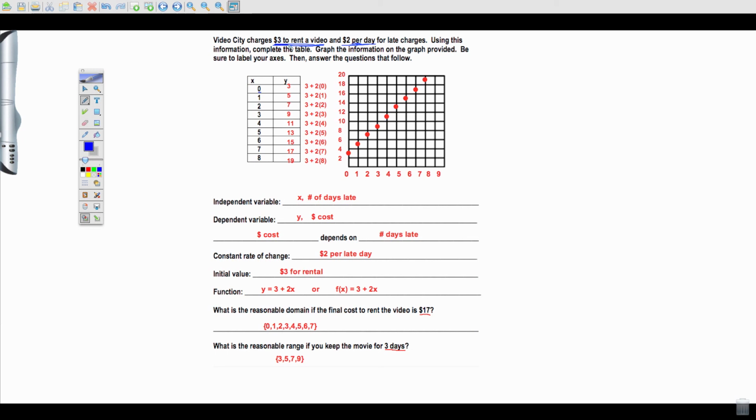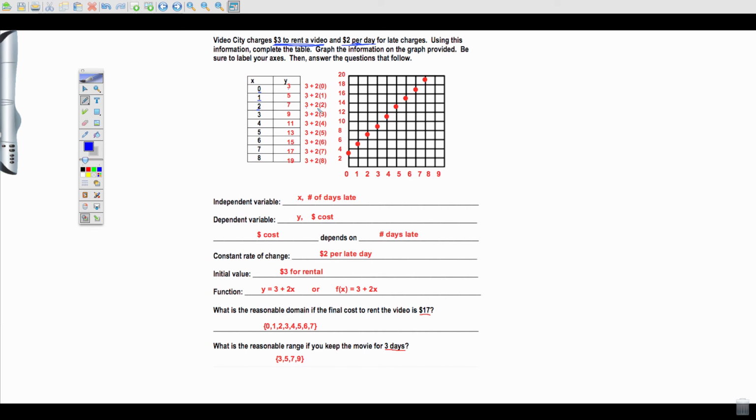If you rent a video and you're 0 days late, you rent the video for $3, you're 0 days late, so that would be nothing. So you would pay $3. Okay, what if you were 1 day late? Well, you still rented the movie. That's $3 plus the $2 late fee for that day. So that would be 3 plus 2, 5.